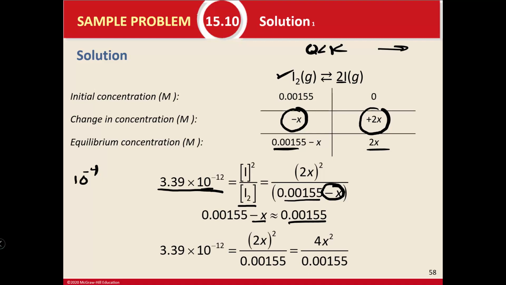All I have to do now is multiply both sides of the equation by this 0.00155. I squared the top term. Don't forget to do that. So 2x squared is 4x squared. And I see students miss this. It's a mathematical thing. What is that?